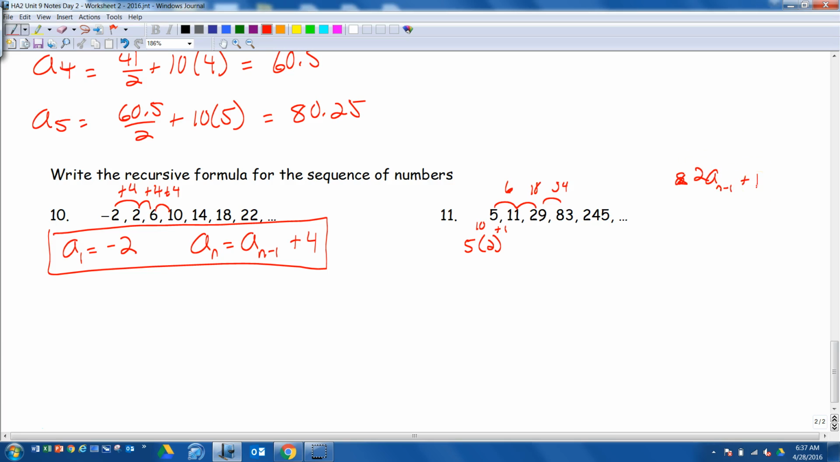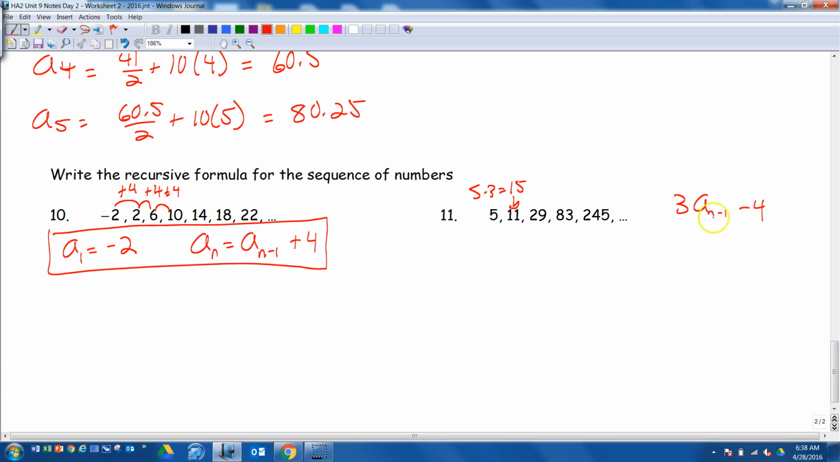Let's try that one. So if I take 11, 2 times 11 is 22, plus 1 is 23, which is not 29, so this is not correct. So let's try another way to get from 5 to 11. Let's multiply by 3. This is honestly what I would do. I would just kind of play around with it. So 5 times 3, so let's try 3a sub n minus 1. So if I do 5 times 3, I get 15. But how do I get down to 11 then? I have to subtract 4.